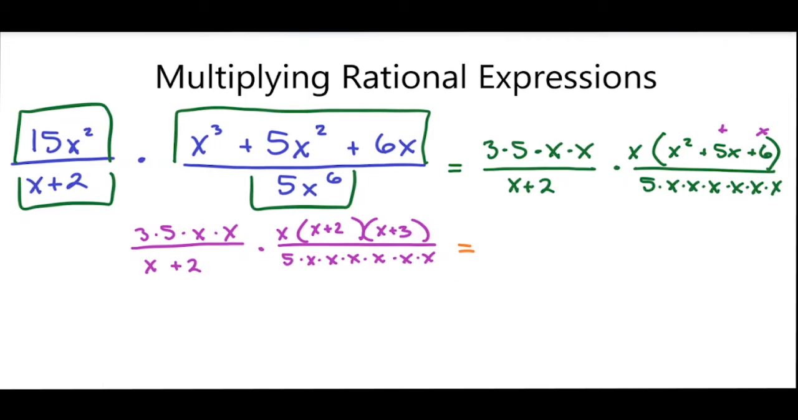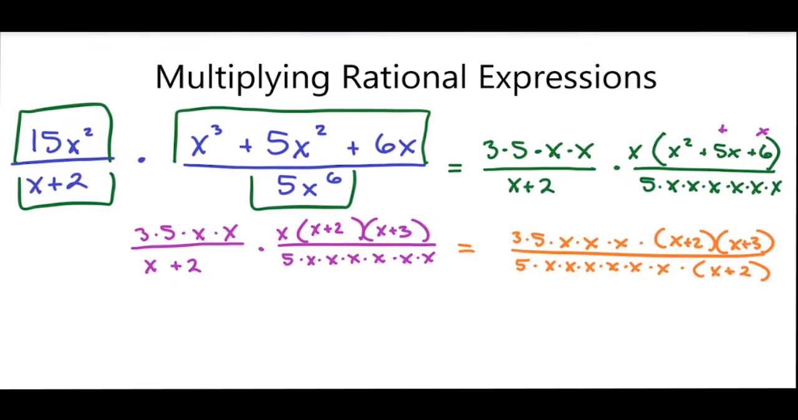All right, now we'll make our one fraction. So that leaves me with 3 times 5 times x, and now I will also include this x right here, times x plus 2 times x plus 3 over, well, we're going to do this part first, so we'll write it out as 5 times 6 x's times x plus 2.